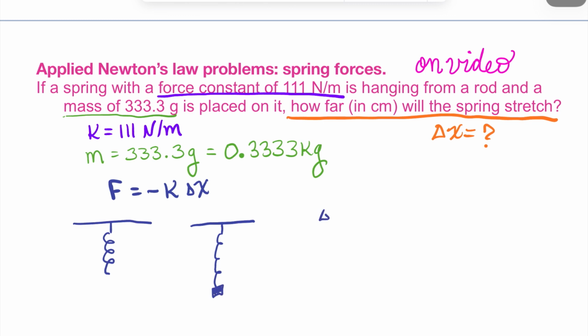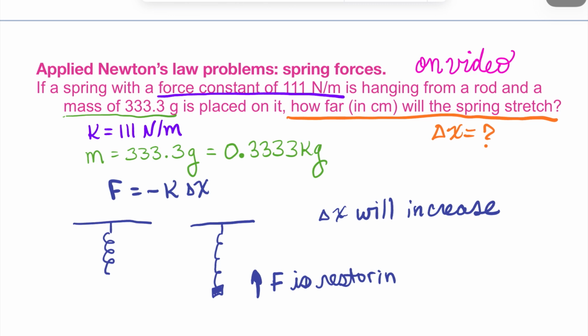All right, so with the mass on there, delta x will increase. The amount of displacement of the spring from equilibrium will increase. And the F in my Hooke's law equation there is actually the restoring force, because the spring that's been stretched wants to get back to equilibrium.